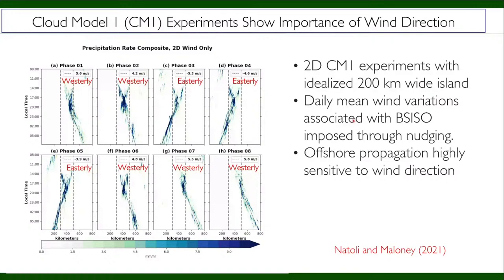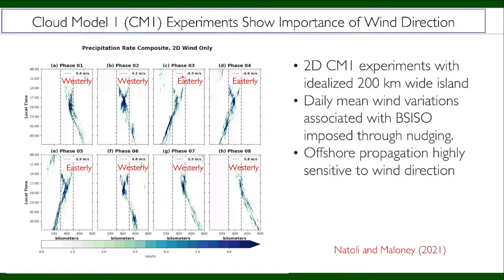And so this shows a result of 2D simulations with Cloud Model 1 with an idealized 200-kilometer wide island in the middle, denoted by these dashed lines. And what we're doing here is we're keeping moisture, insolation, and a whole bunch of other factors constant, but we're varying the wind direction and speed to mimic what it looks like as a function of BSISO phase. And so we're going from phase one to phase eight here. And we find that when we only modulate the daily mean wind, we could actually reproduce many of the characteristics of the diurnal cycle that we see with observation.